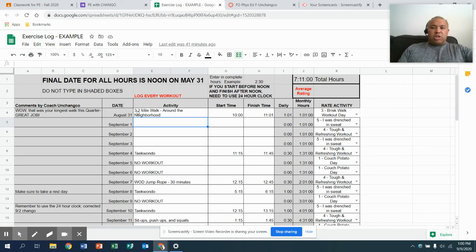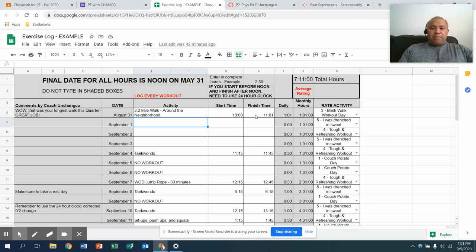If you do a walk or a jog or a run, you want to make sure you try and put your distance there, or however you are calculating your activity. And then your start time and end time. So I started at 10 a.m. on August 31st. On that day, actually, I don't have a 5th period class, so I went for a quick walk during 5th period on that day. I left at about 10 a.m. from my house, and I returned back to my house at about 11:01.